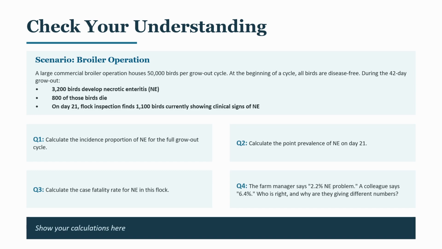The colleague is reporting incidence proportion. 3,200 birds developed NE at some point during the cycle, which is 6.4% of the starting population. That's an accurate measure of the cumulative risk over the full grow out. Neither number is wrong. They answer different questions. The manager's number tells you how many birds need treatment today. The colleague's number tells you how serious the overall NE problem was across this production cycle. Both are important, and the confusion between them is exactly why specifying your measure and your time frame is not optional in epidemiological reporting.